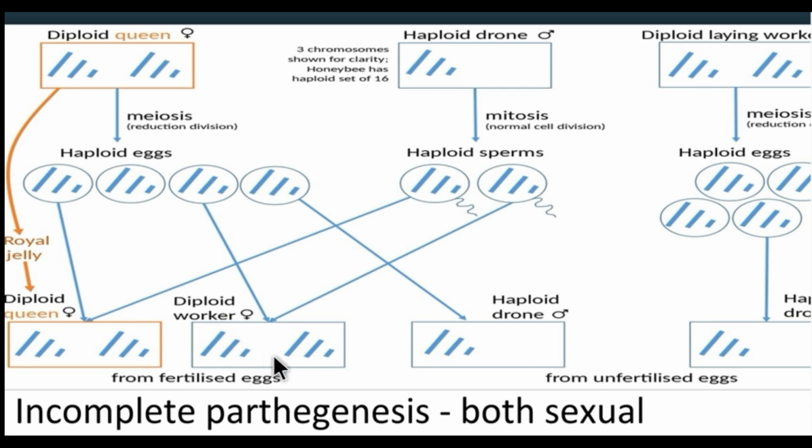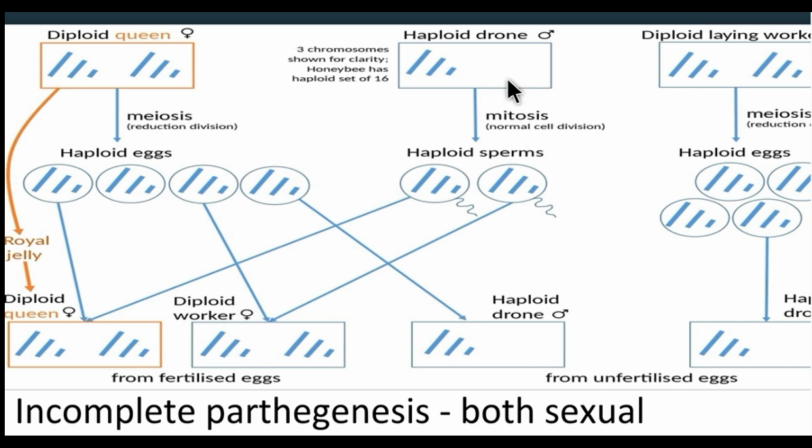The worker honeybees are also female. Why? The reason is the royal jelly. The queen honeybee takes only the royal jelly as food, so she became a queen. Here the food is ordinary food, somewhat pollen grains and other material, so this female does not become a queen.